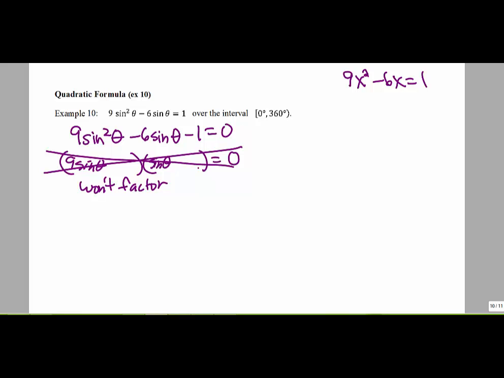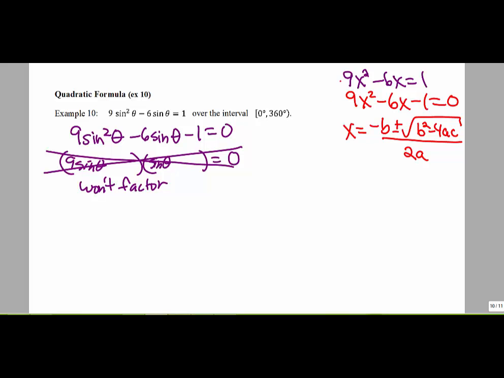Now if something doesn't factor when we are in algebra, what do we do? Well, we would use the quadratic formula. So once I get everything over to one side, 0 on the other, and I try to factor and it doesn't factor, we would use the quadratic formula. Let's remind ourselves of what that is: x equals minus b plus or minus the square root of b squared minus 4ac, all over 2a.